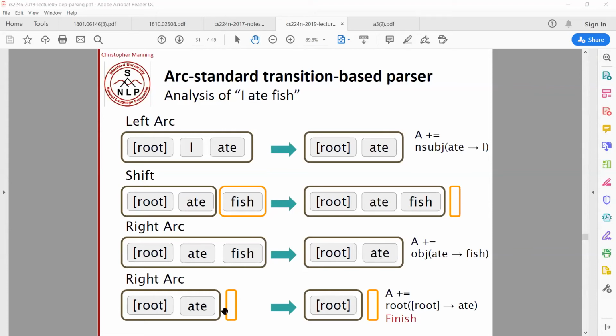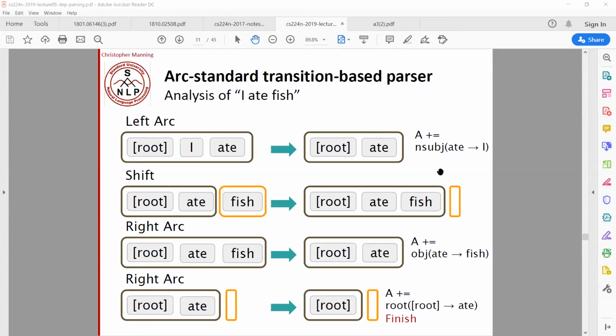So now there's nothing it can move into the stack, so now it knows that 8 is at the top of the hierarchy. So I guess also, that's Joseph. One other thing to point out is the arcs that it generates. In the first case, when I is dependent on 8, it's a left arc, whereas the other two are right arcs because they go from the root to 8 and from 8 to fish.